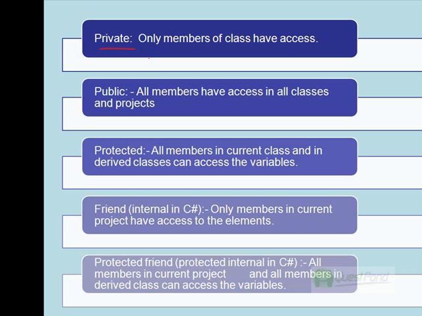The third one is protected. When you define a function as protected, or when you define a property as protected, only the derived classes can access those variables, functions, or properties.